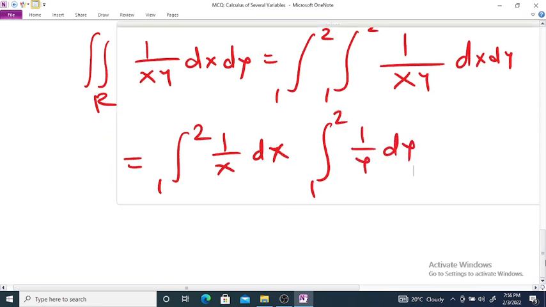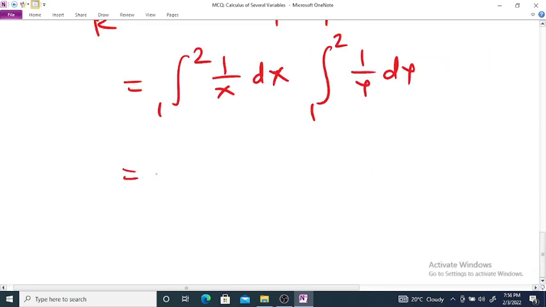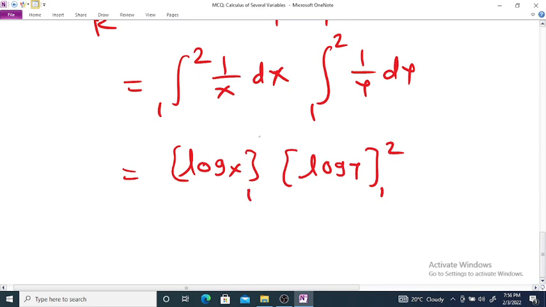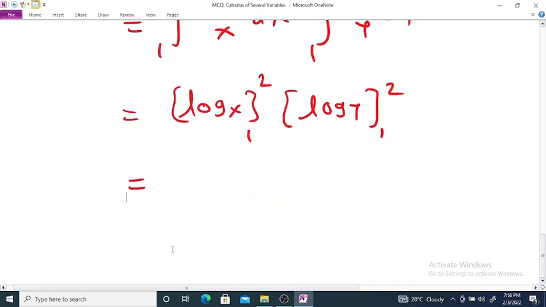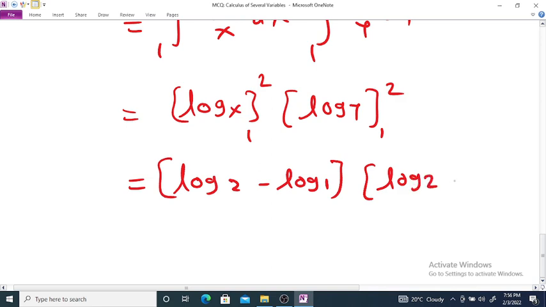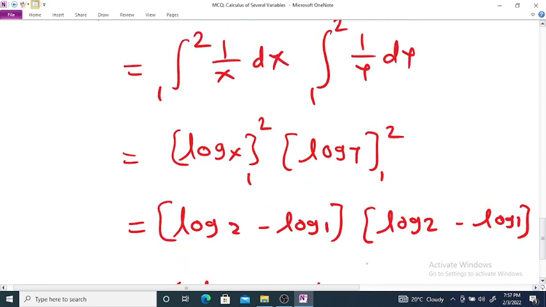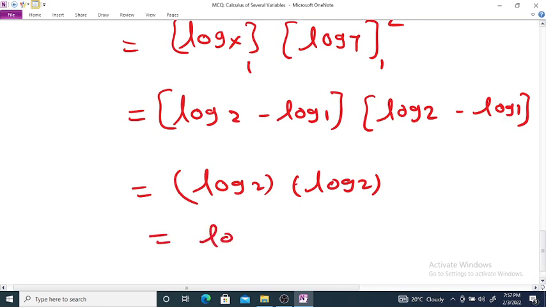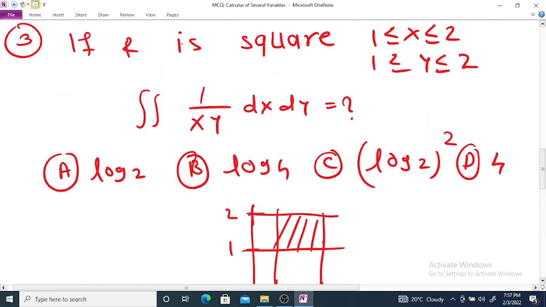The integration of 1 by x is log x and the integration of 1 by y is log y, and again the limit is from 1 to 2. We know that log 1 is 0, so this is log 2 minus log 1, into log 2 minus log 1. This is log 2 into log 2, equal to (log 2) square. So the correct option is option number C.